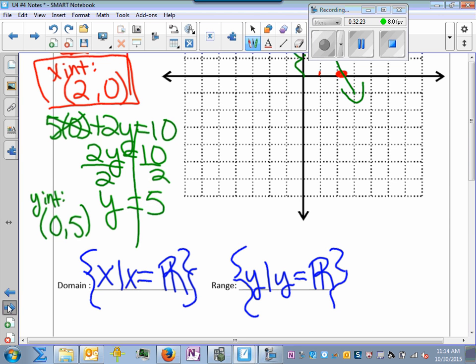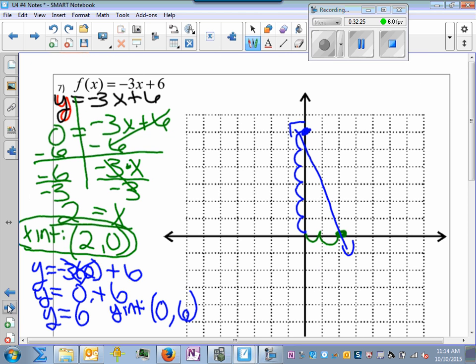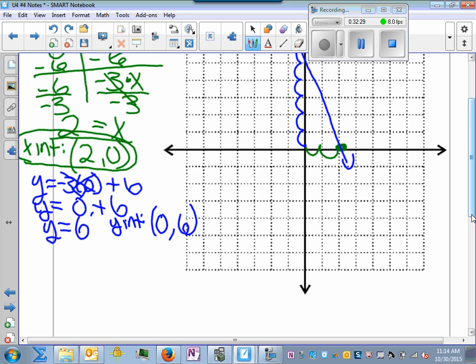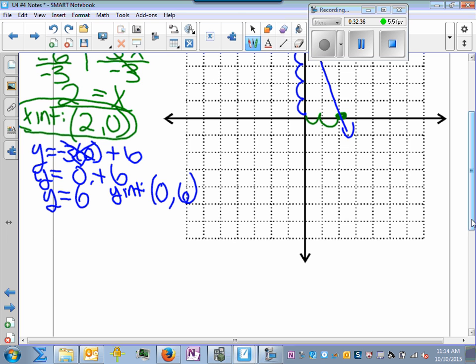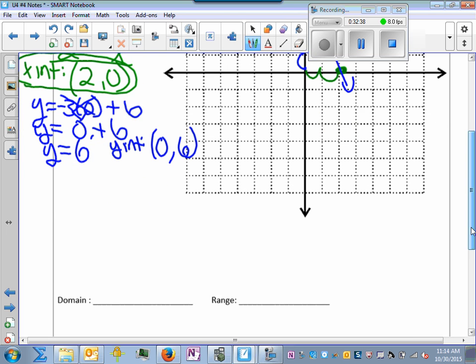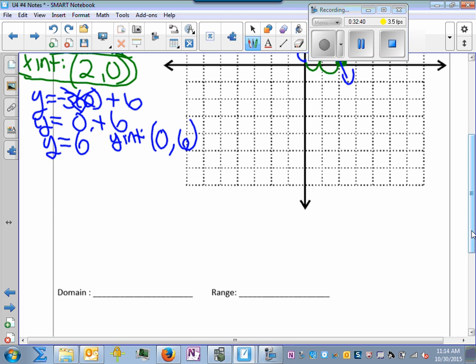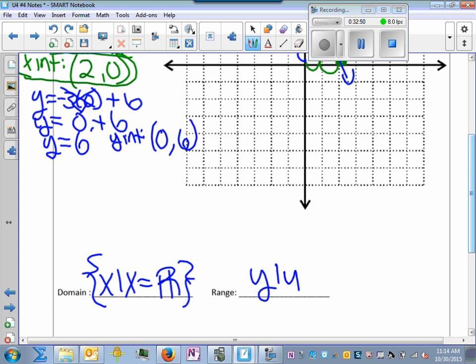Going back to this one. And I'm going to look at my line again. If I look, it's the same thing here. It's going to go on forever and ever and ever because I've got the arrowheads on it. So all I'm going to do is write in x such that x is equal to all real numbers again, and y such that y is equal to all real numbers.